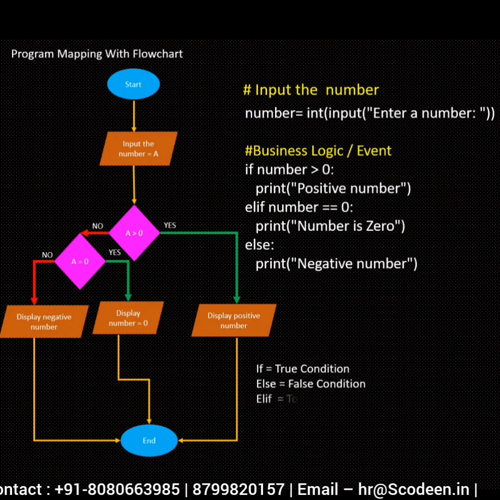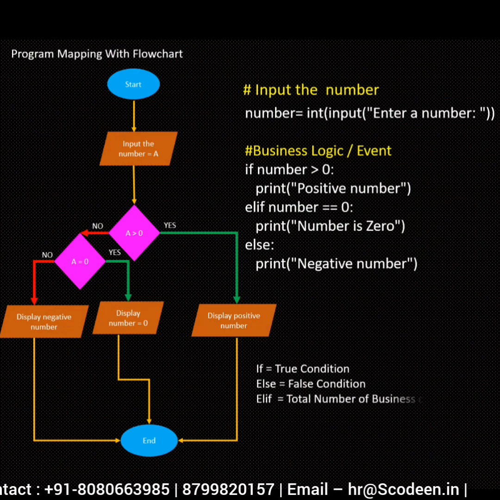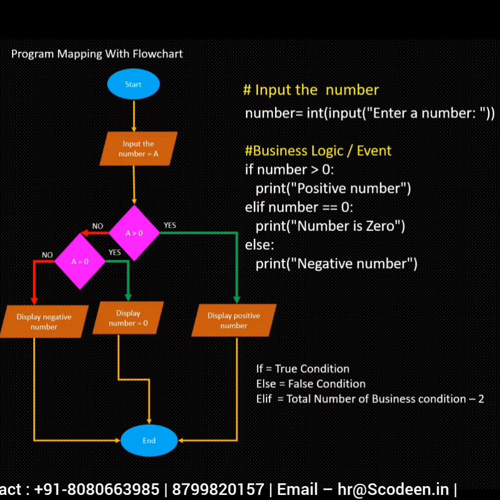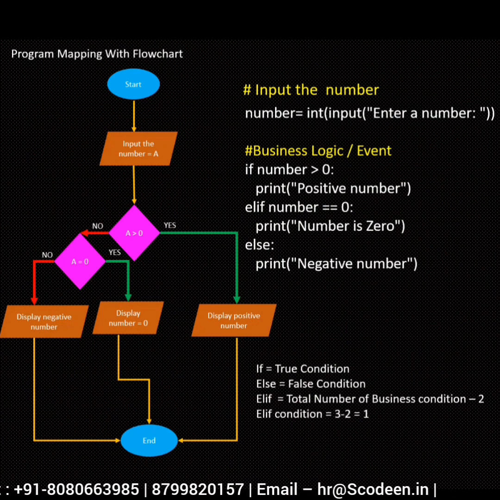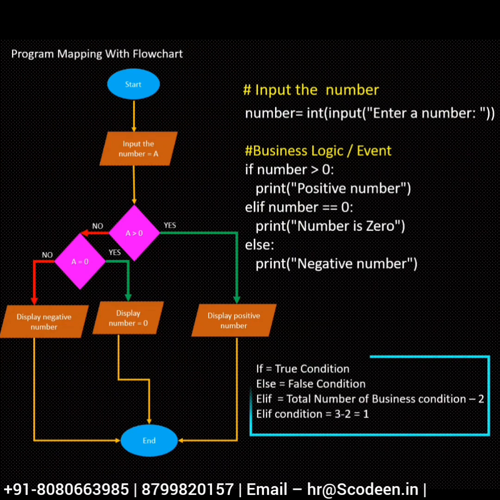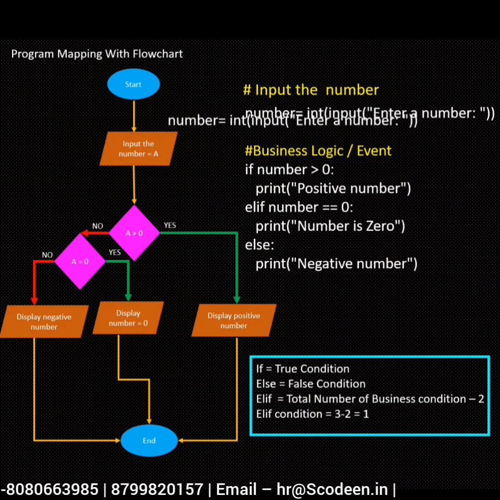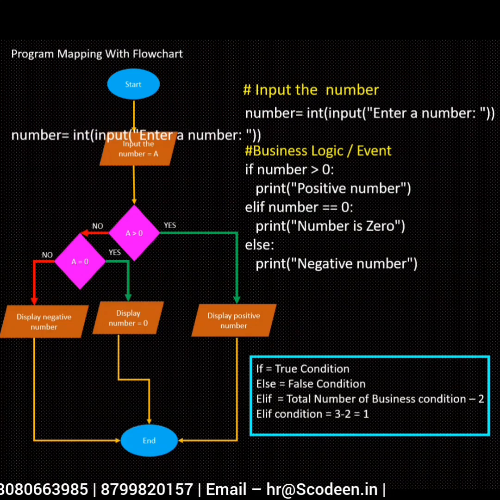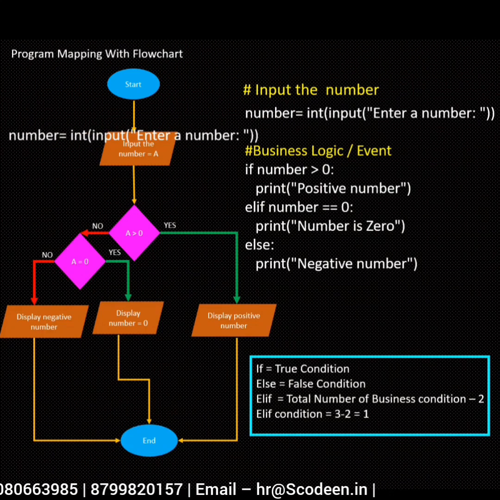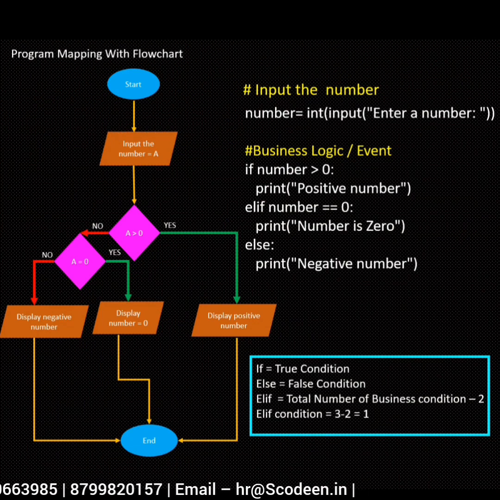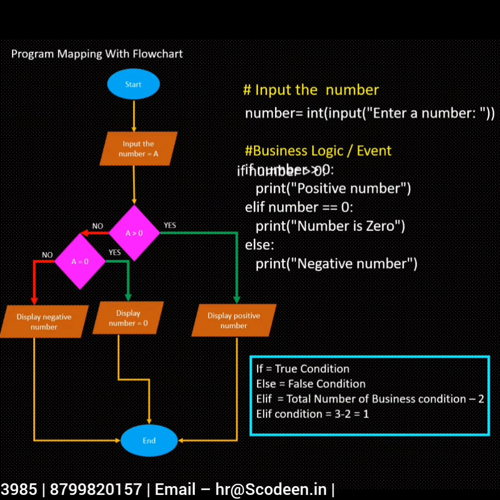And what is elif here? Elif is nothing but the number of conditions, that is 3 conditions, minus 2, which is equal to the number of elif conditions. So this is the first input value we provide. Then the true condition, that is if number is greater than 0. This is the decision.